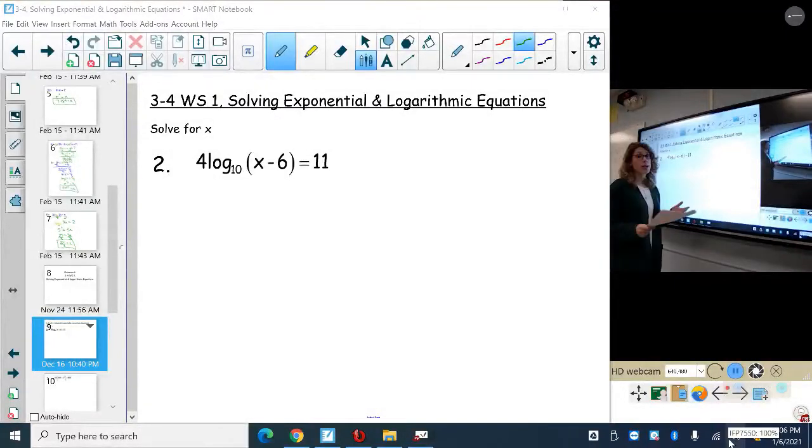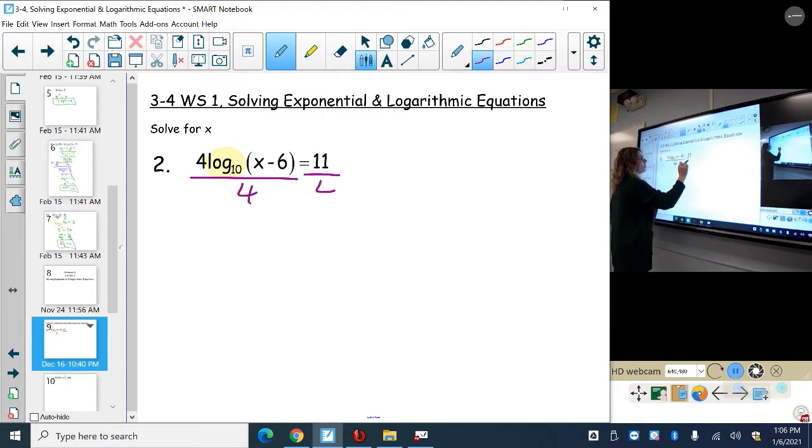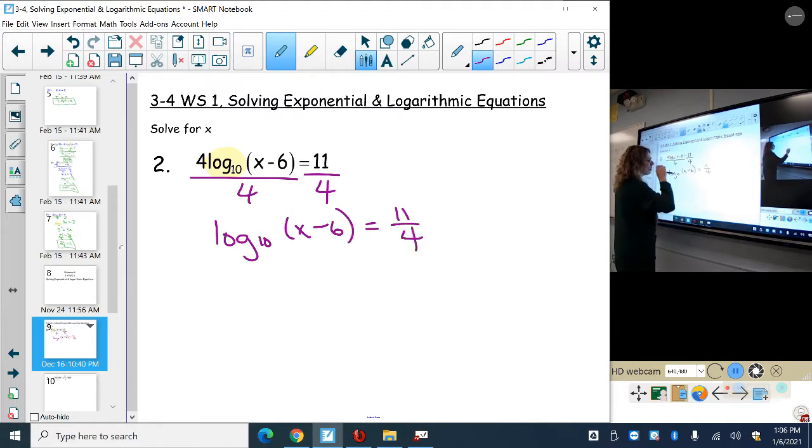Okay, let's go ahead and start tonight's homework over section 3-4. So here we go. We are going to isolate the log base 10. So we're going to divide both sides by 4. So this is log base 10 of x minus 6 is equal to 11/4. Now, how do I solve this? That's 10 to the 11/4 is equal to x minus 6.